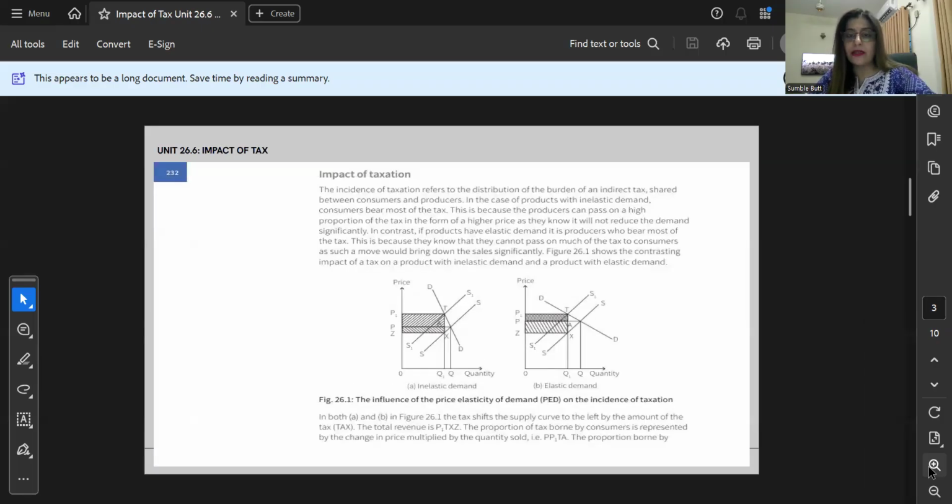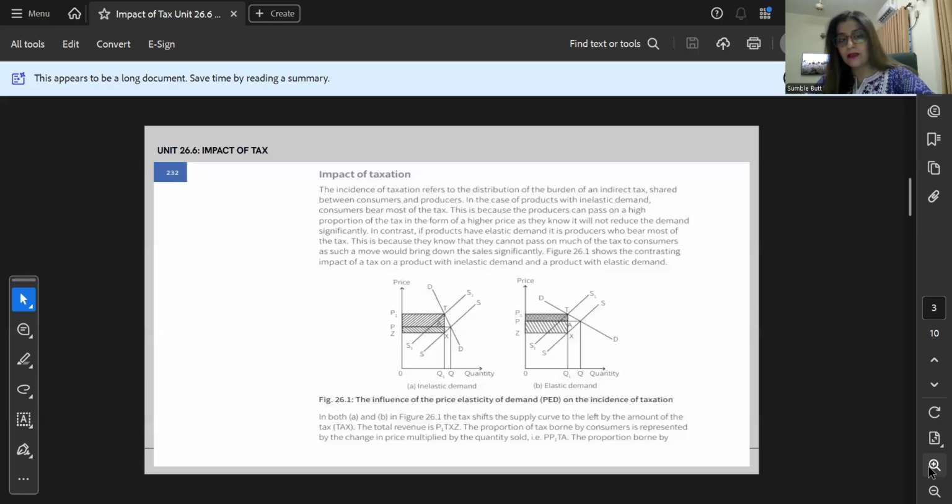In the case of products with inelastic demand, the consumer bears most of the tax. This is because the producer can pass on a high proportion of the tax in the form of a higher price, as they know it will not reduce the demand significantly. This is usually the case of necessities like sugar, flour, milk. All these products, no matter to what level the price goes, we have to consume them on a daily basis. Therefore, producers know that the demand is somewhat inelastic.